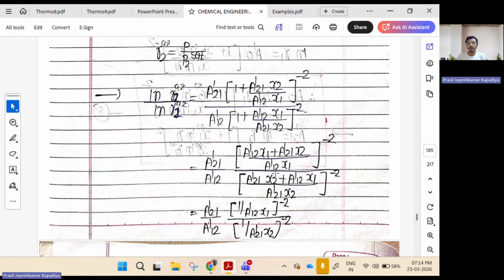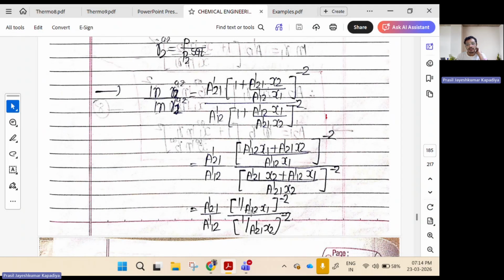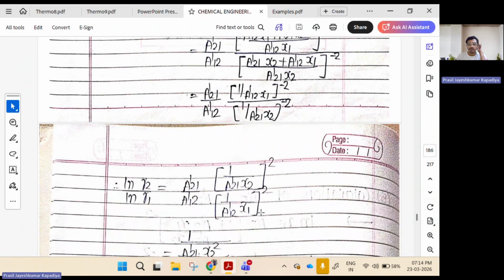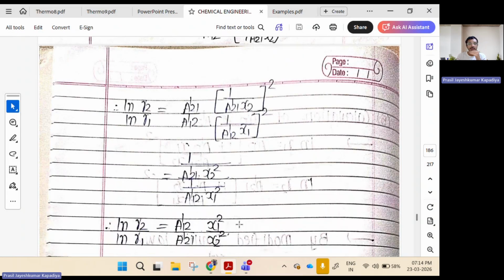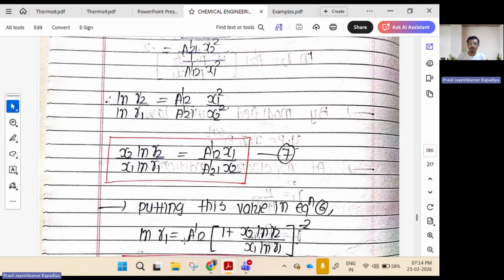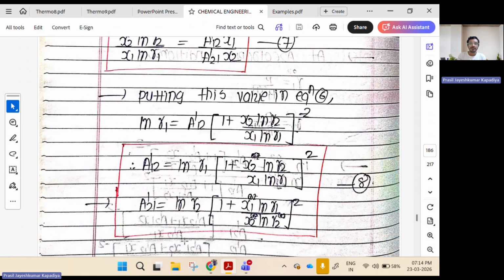Now these terms are the same, the numerator is the same in both cases. So I'm only left with 1 upon A12 prime x1 to the power minus 2, and 1 upon A21 prime x2 to the power minus 2. Similarly, I can write it down. If I simplify this, I get the condition of the azeotropic point in the case of the Van Laar equation, which is x2 ln gamma 2 by x1 ln gamma 1 is equal to A12 prime by x1 divided by A21 prime by x2.